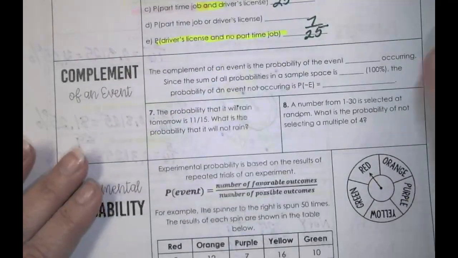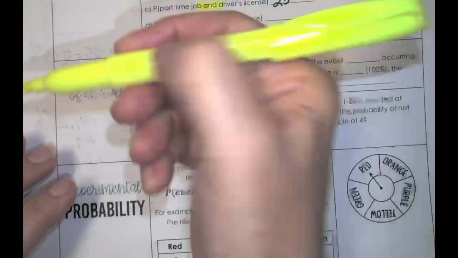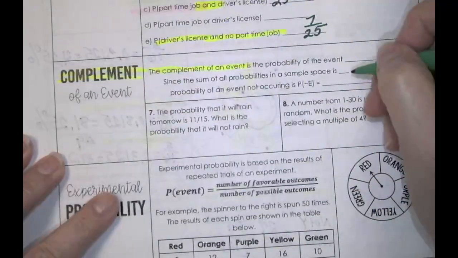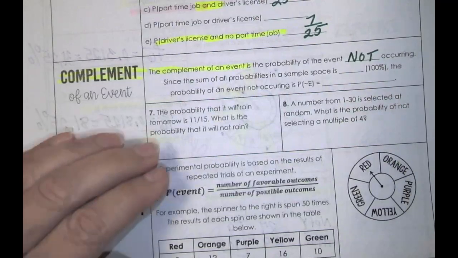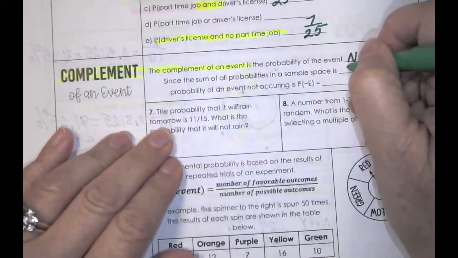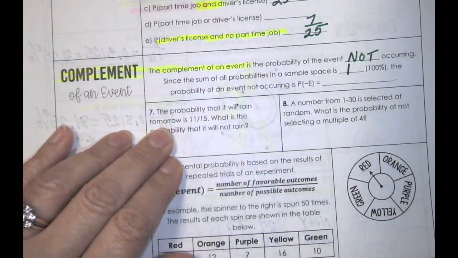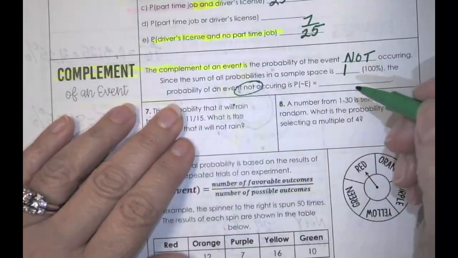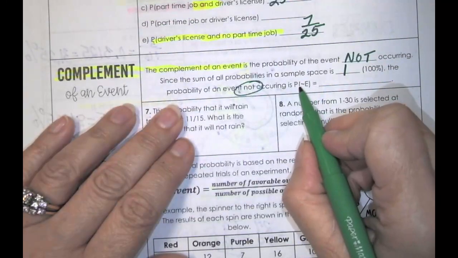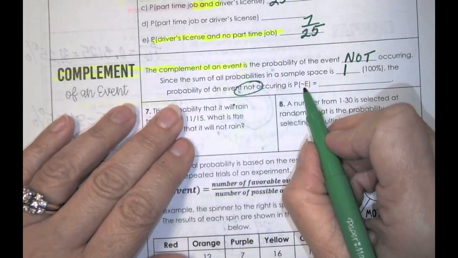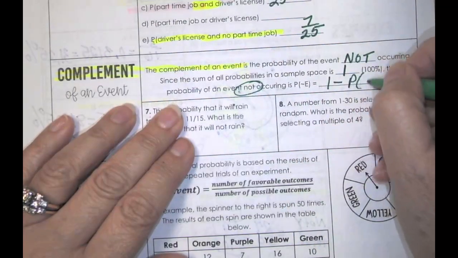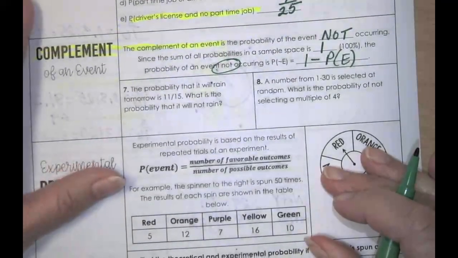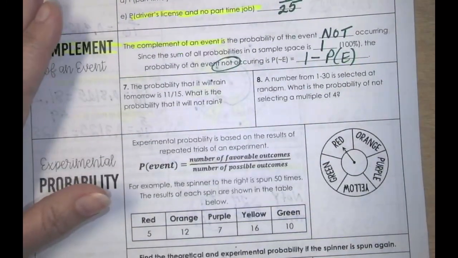All right, one more vocabulary term, I guess. Complement of an event. The complement of an event is the probability of the event not occurring. The sum of the possibilities is 1, which can be converted to 100%. Therefore, the probability of it not occurring, that's what this little curly Q means, is the probability of not E is 1 minus the probability of E. So whatever the probability is, you take it away from the total and you get the not probability.